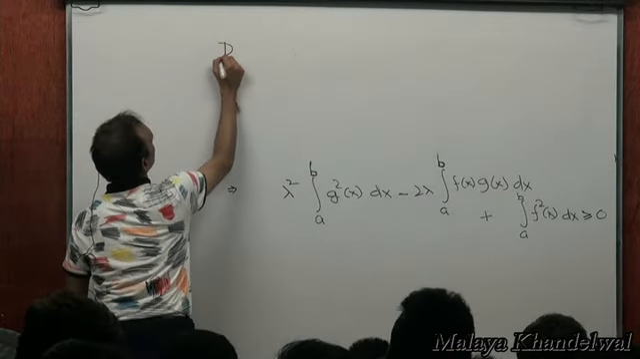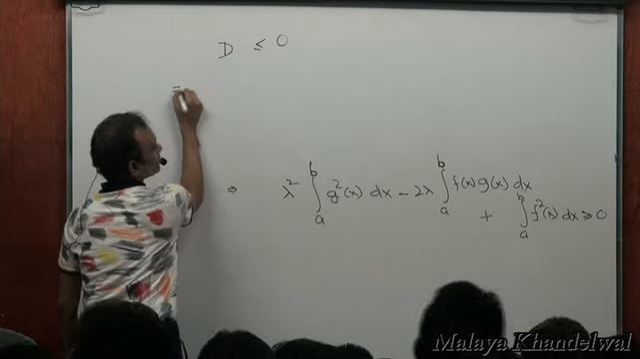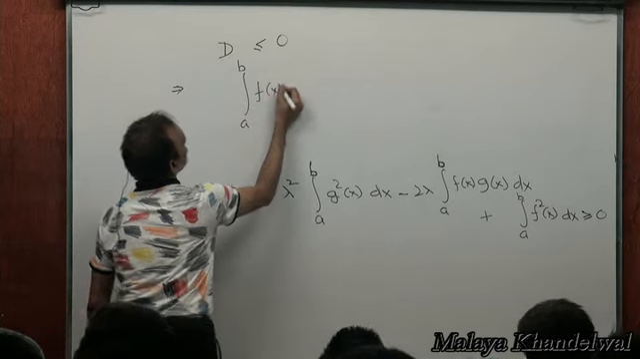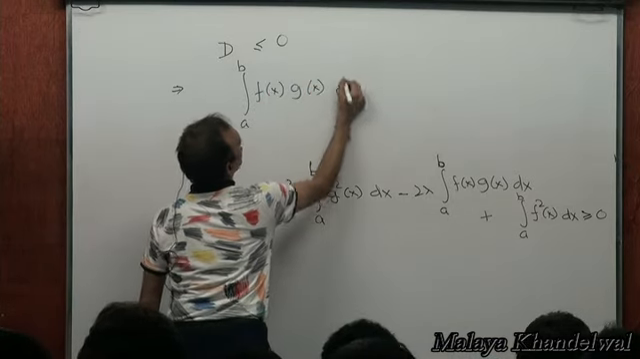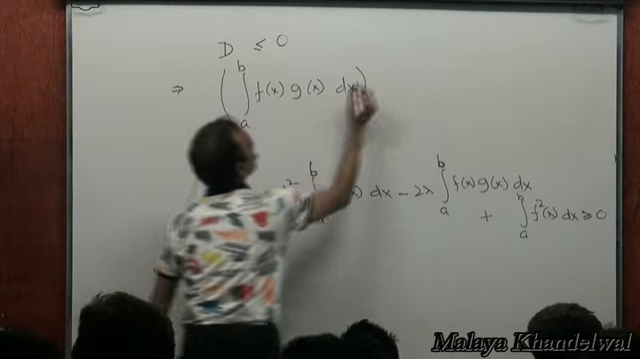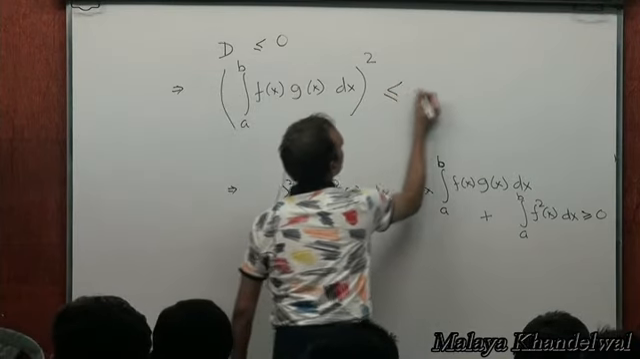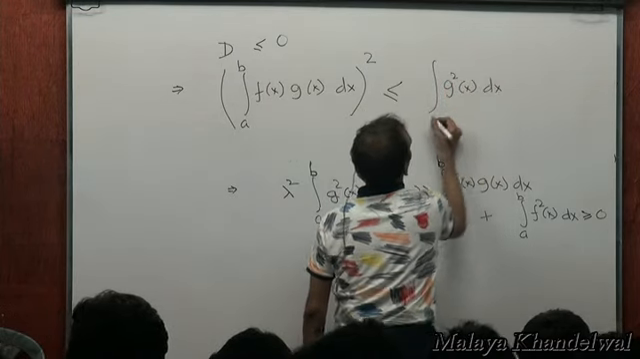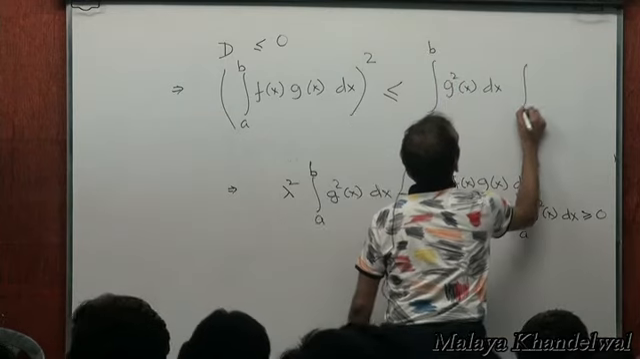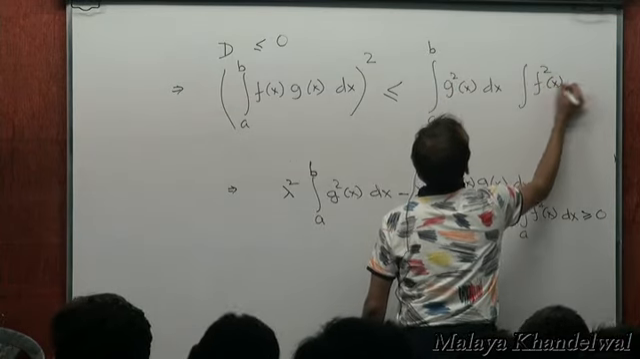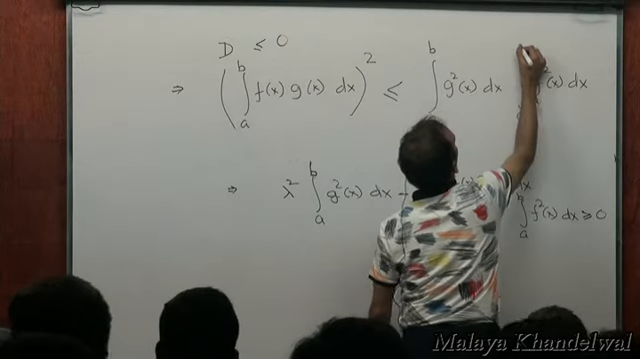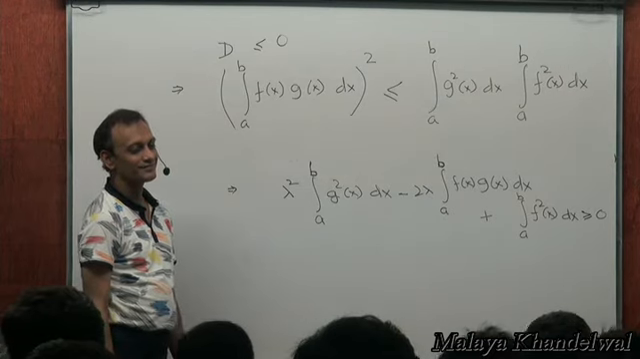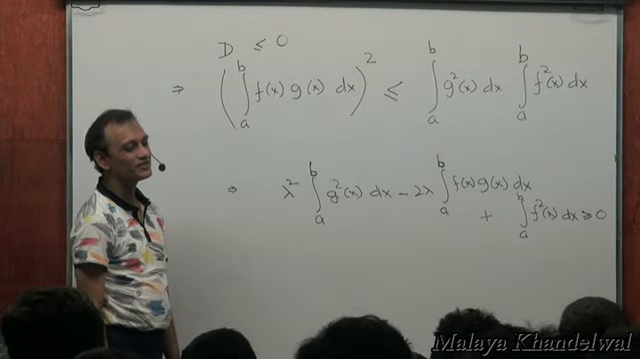Discriminant of this quadratic less than or equal to 0 would mean that the integral a to b of f x g x, whole squared, will be less than or equal to the integral of g squared x dx a to b into the integral of f squared x dx a to b. Can this be said? What is this equivalent to?